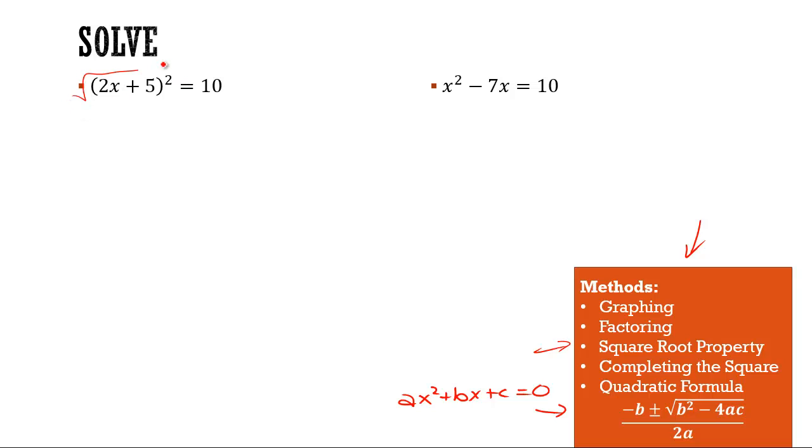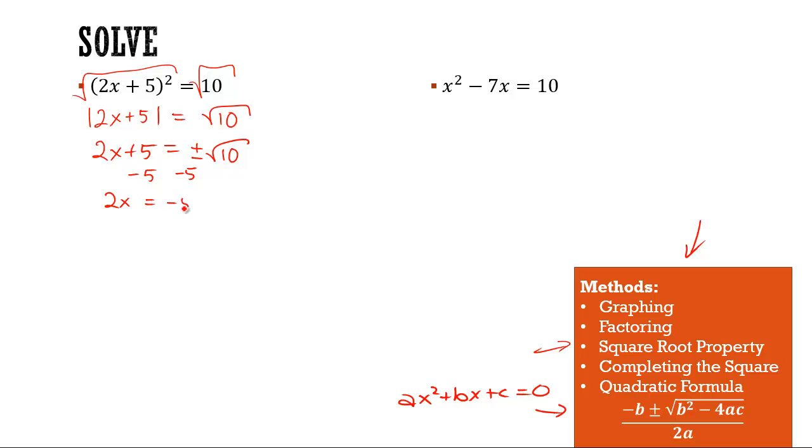Because it's an equation, we can take the square root of both sides, which then leaves us with the absolute value of 2x plus 5 is equal to root 10. But remember, that means that 2x plus 5 is equal to either plus or minus root 10. Then we can just solve for x. So we have 2x is negative 5 plus or minus root 10. Divide it all by 2, or both parts by 2.